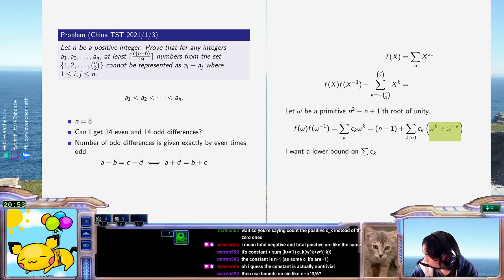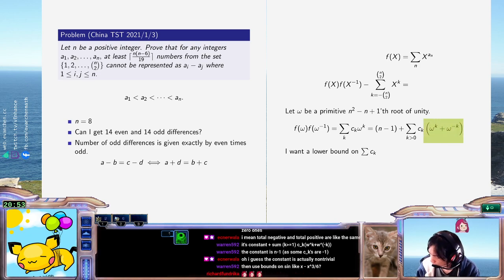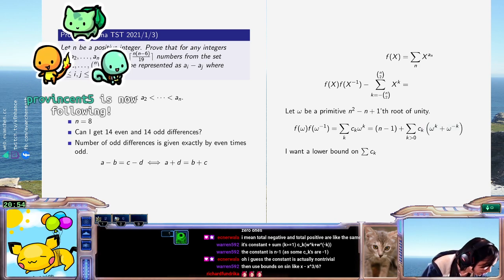So maybe the sign will work out. So this is like, let's see. Right, if omega is a 7th root of unity, but k is... I only care about the negative contributions from n choose 2 or so. Like x minus x cubed over 6.